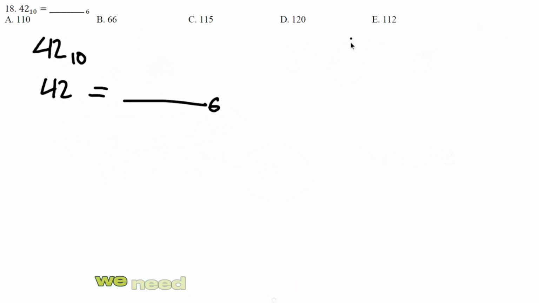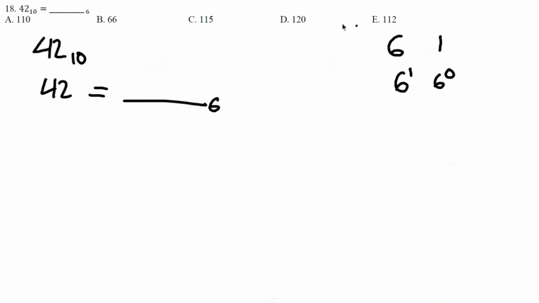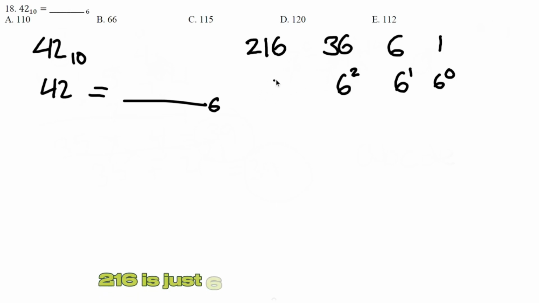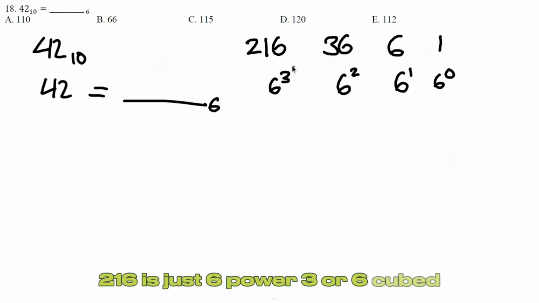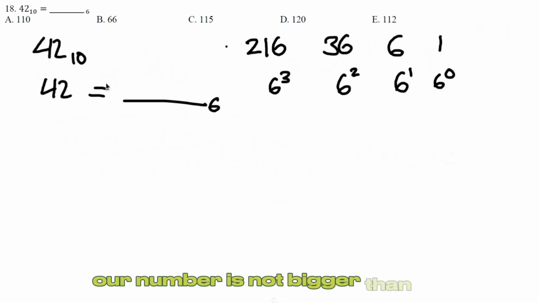So to solve this, we need to list out the powers of 6. So we start off with 1 because 6 power 0 equals 1. Next up we have 6 because 6 power 1 is just 6. Then we have 36 because 6 squared, or 6 to the power of 2, is 36. And then we have 216. 216 is just 6 power 3, or 6 cubed. We can stop now because we're just looking until our number is bigger than 42.